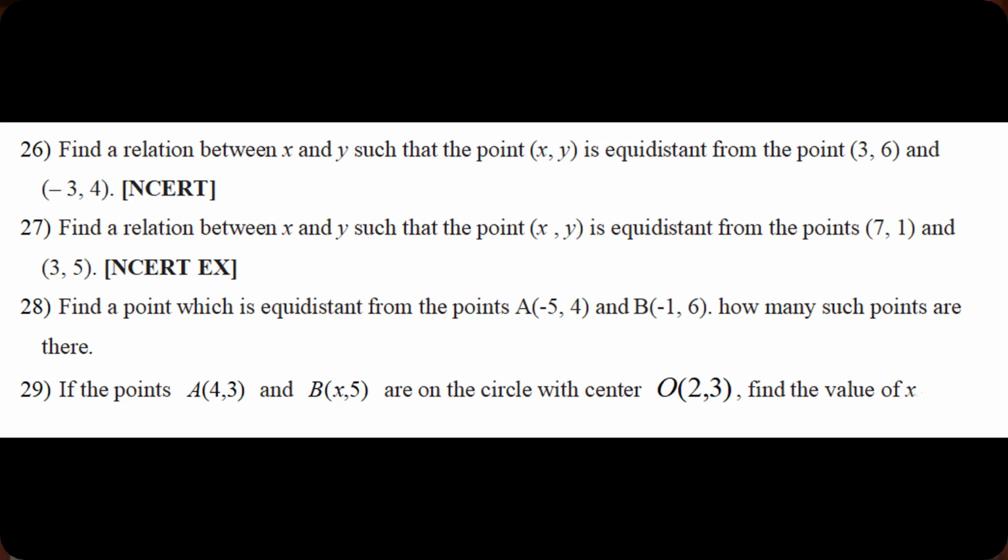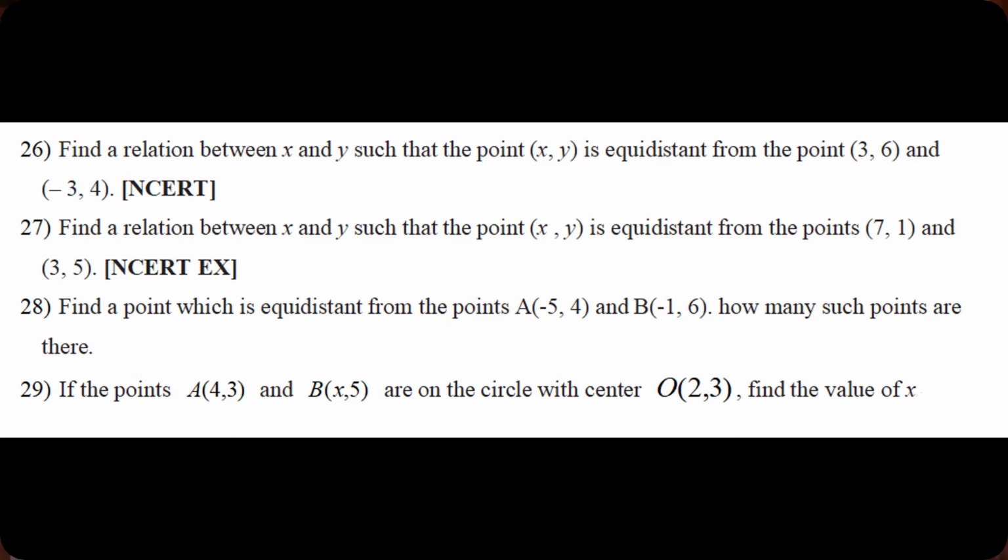And question number 28 is also similar. Here the only thing is, it is given as A, B, and take the point P as it is, which means here it will become the equation PA is equal to PB, but here he is going to ask like this: find a point which is equidistant from the points A of minus 5 comma 4 and B of minus 1 comma 6, and how many such points are there. Just I will show this one for the same question number, that is question number 26.